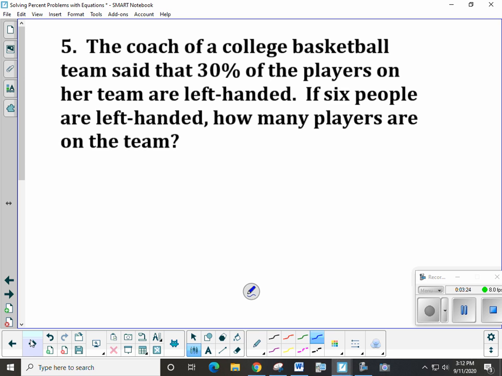The coach of a college basketball team said that 30% of the players on her team are left-handed. If 6 people are left-handed, how many players are on the team? So again, this is really similar to the last problem that we did. I'm telling you that 6 people, don't you love when people type out the letter or the numbers instead of actually putting the number? So I'm telling you that 6 people are left-handed. So that's not all the people on the team. That's just the part of the team that's left-handed. So see if you can do this problem. Go ahead and pause the video.